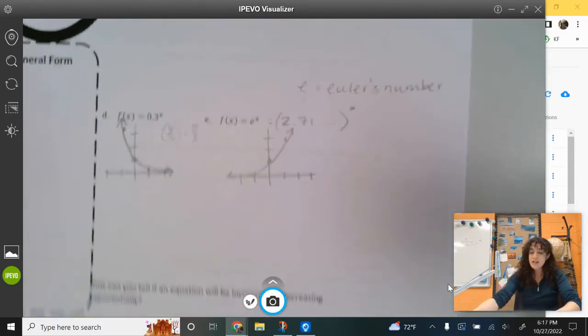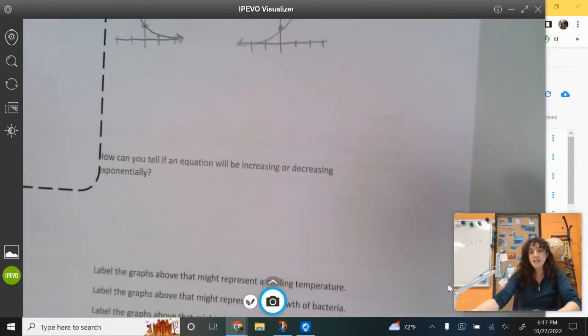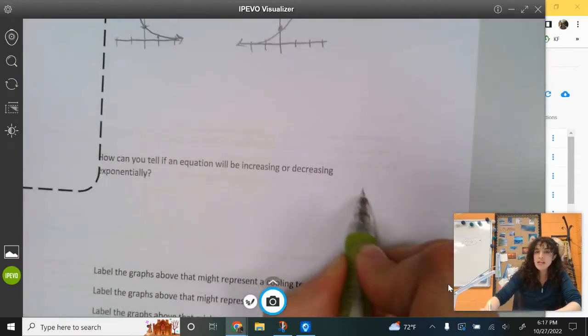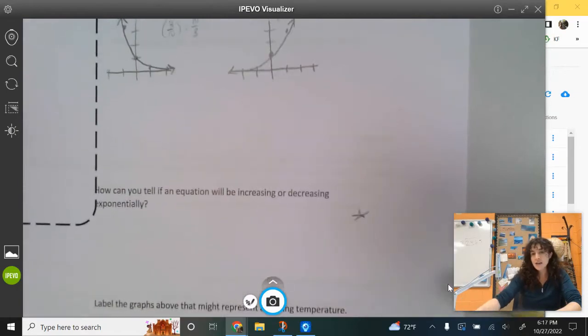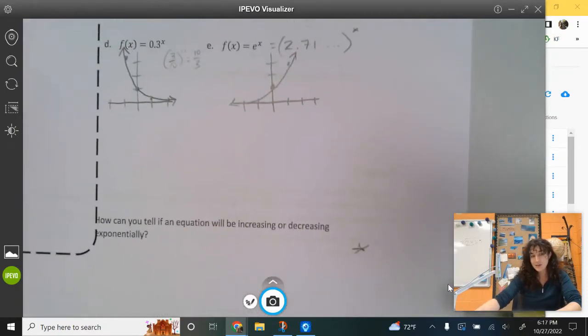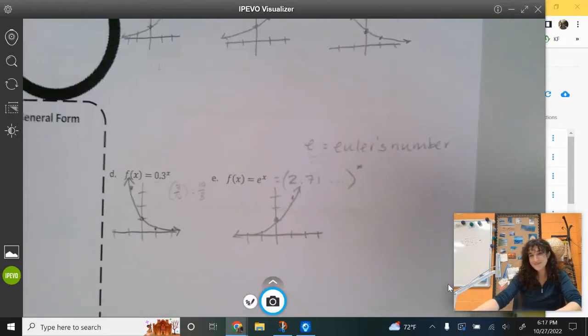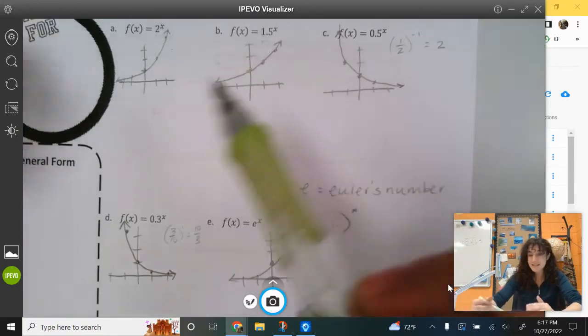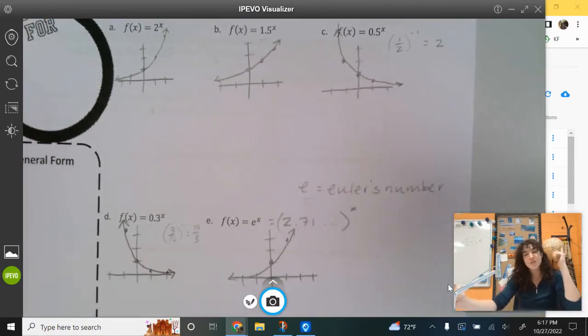So if I were to go down here, how can we tell if an equation is increasing or decreasing exponentially? Go ahead and take a guess. Write out your guess to this right now. Okay, so hopefully you noticed that there was some difference in the formulas, difference in the bases. Now, this is just one way that might determine how an exponential model shifts.